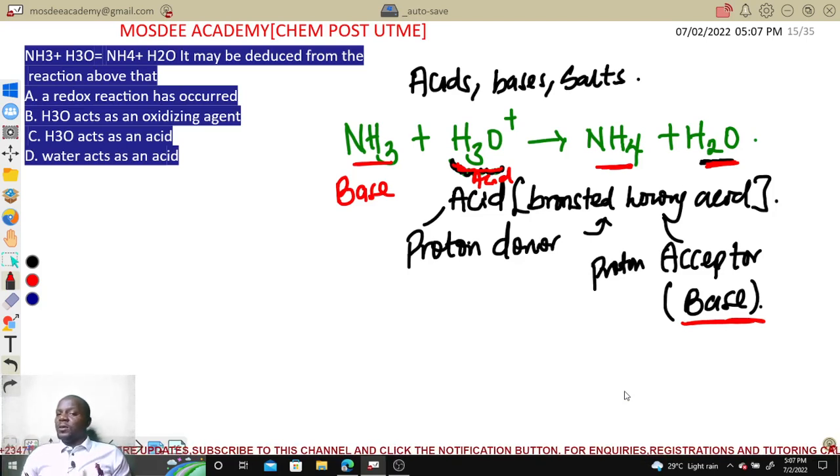You can also think about conjugate acid and conjugate base. Look at this one: ammonium is an acid. It dissolves in water, forming what? A base. So that is the concept of conjugate base and conjugate acid. These are simple things. So it's a simple question. We are talking about H3O acting as an oxidizing agent, which doesn't make sense. H3O as an acid, I think we've talked about that, and this will be the valid answer to our question. So I think we can move to the next one.